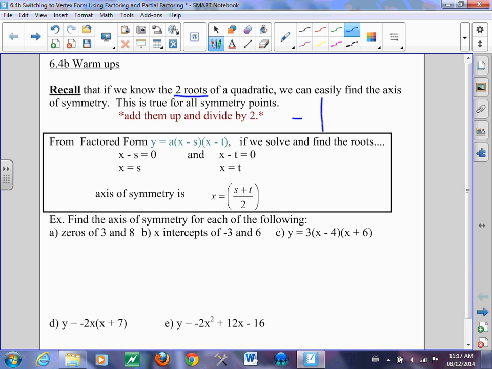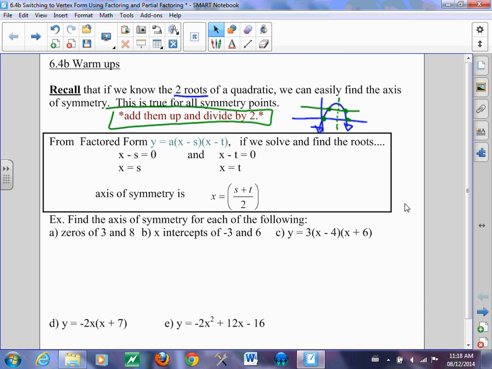In the past, we might have a quadratic that looks like this, for example. If we found the two roots, the zeros, notice that halfway between them is the axis of symmetry. This is true for all symmetry points. Maybe when the height equals 5, you found these two points, and you would add them up and divide by 2. So here's your new rule: you just take your solutions, add them up, and divide by 2.